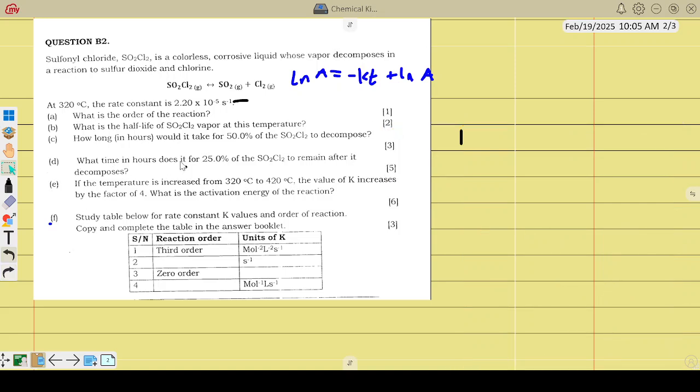So what time in hours does it take for 25% of this to remain after it decomposes? Okay. This question is actually, I think it's okay. They just gave it 5 marks to scare you. No, I think it's hard. I think what I would do would be wrong. Yeah, so don't worry. So what time in hours does it take for this to remain?